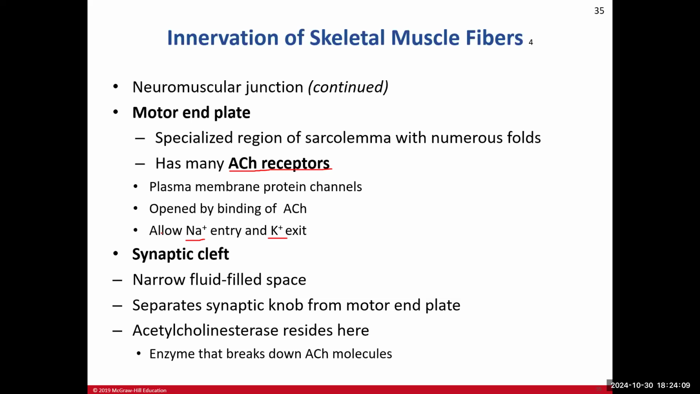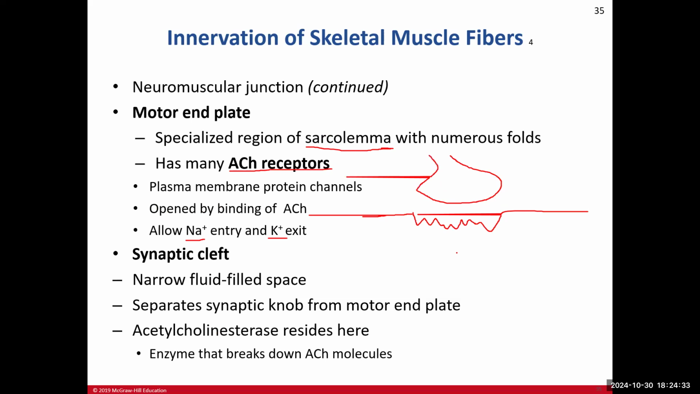All right, so the motor end plate, that is on the cell itself, right? And you'll see it. It's right on the sarcolemma. So you'll have a relatively smooth part of the plasma membrane, and then you see this little indentation that has these little kind of folds here, and then it straightens out again. And so the synaptic knob hovers above that.